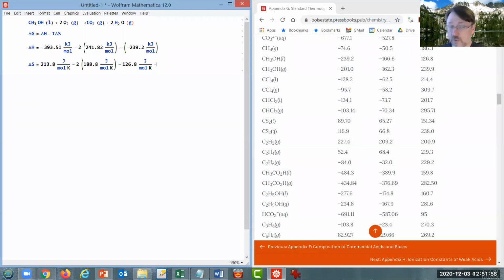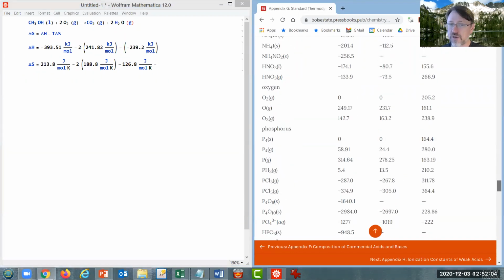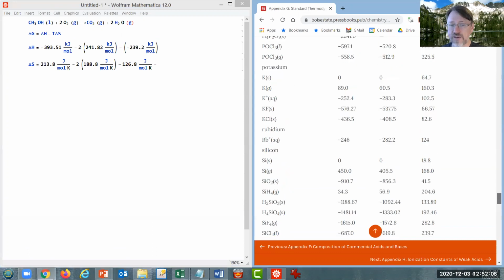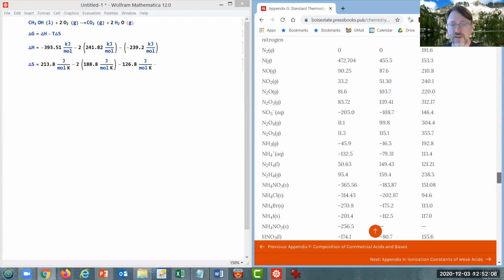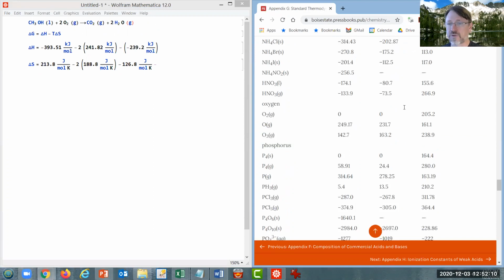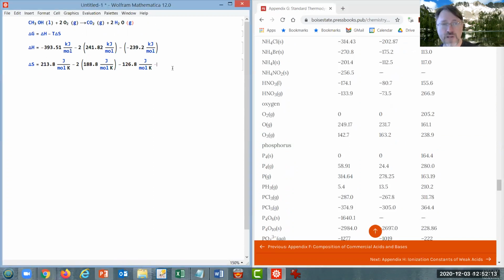The bottom one, however, because we're not dealing with entropies of formation, we're dealing with absolute entropies, we actually do need to look up that value. So we go find oxygen. Here we go, O2. And we find the absolute entropy for oxygen is 205.2 joules per mole Kelvin. And we are subtracting because it's a reactant, and we need to multiply it by 2 because we have 2 moles of it.